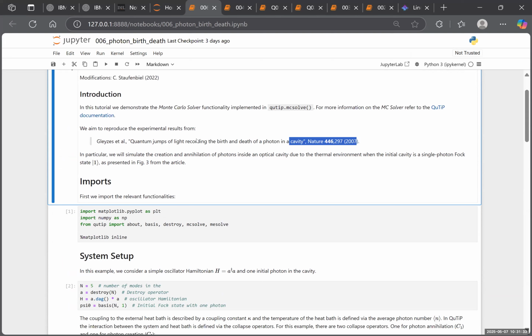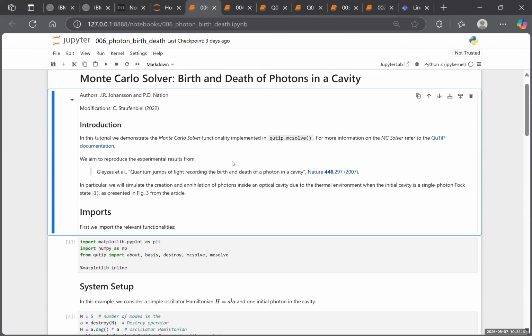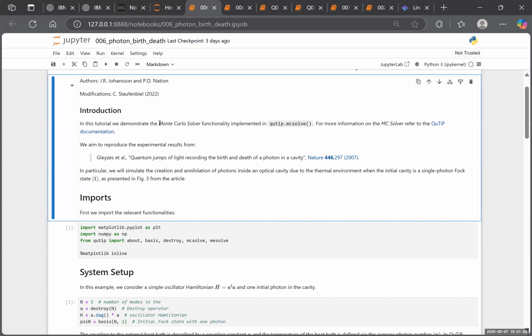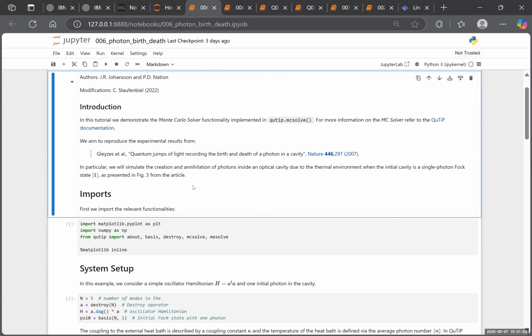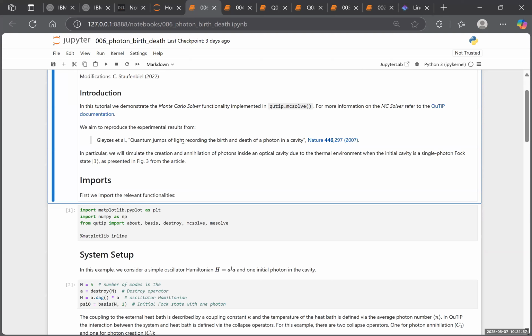Quantum jumps of light, recording the birth and death of a photon in a cavity. This Nature paper, 2007. Okay. And the solver we're going to use will be the Monte Carlo solver. My goal is to show you a different solver. But maybe we won't have time to discuss the physics too much. So this is quantum jump of light, recording the birth and death of a photon in the cavity.